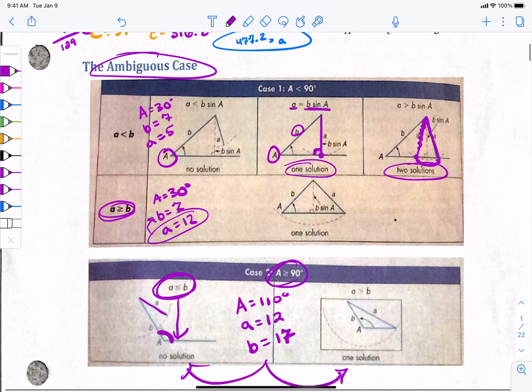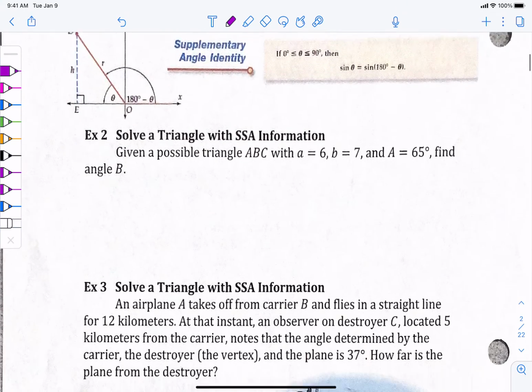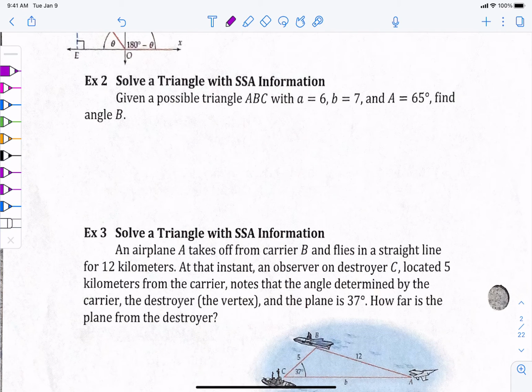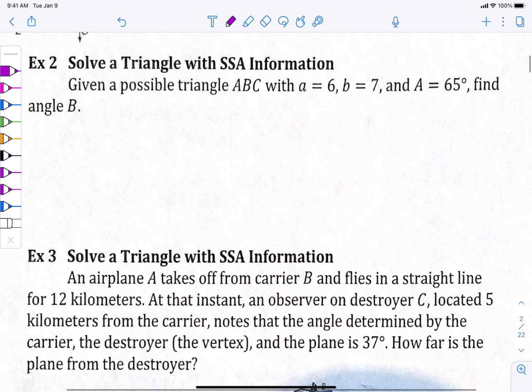I wish I had those as two separate pages. Anyway, let's go to the back side. Let's talk about these here. So, example 2, let's just see how many solutions it has. Given a possible triangle ABC, a is 6, b is 7, capital A is 65.